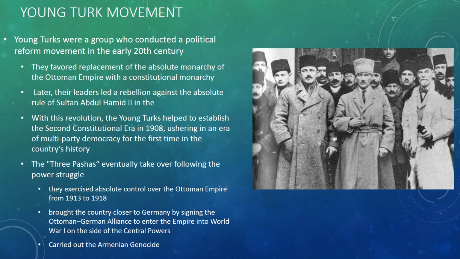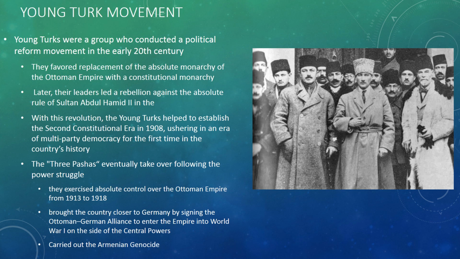Pasha was an old title for a leader in the Ottoman world. The 3 Pashas take over total control, absolute control actually, from 1913 to 1918, until, of course, World War I's conclusion will totally get rid of the Ottoman world.